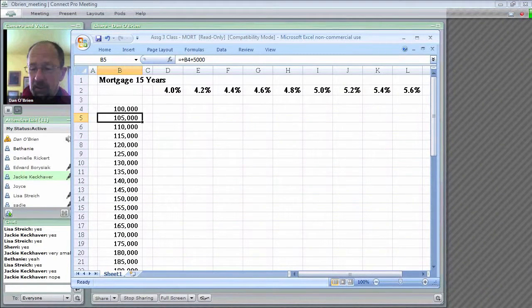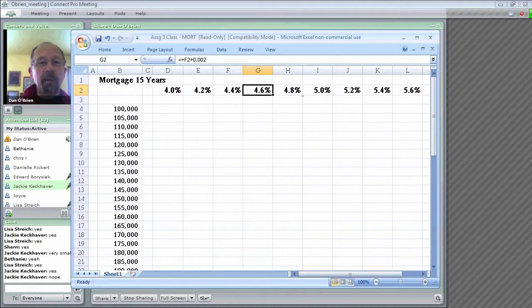Same thing with the interest rates. Now, right now, I think the interest rates are somewhat low. I think they will go up. Let's say they go up to something like a 7%. Well, on the top, I'm just adding 0.2% as I go along in row 2. So row 2 is just taking the first percentage and always adding 0.2% up here.